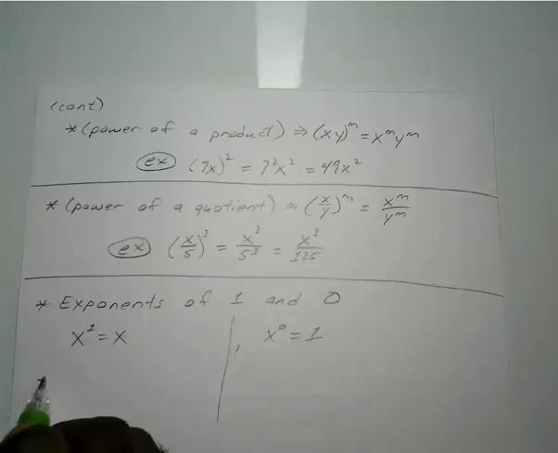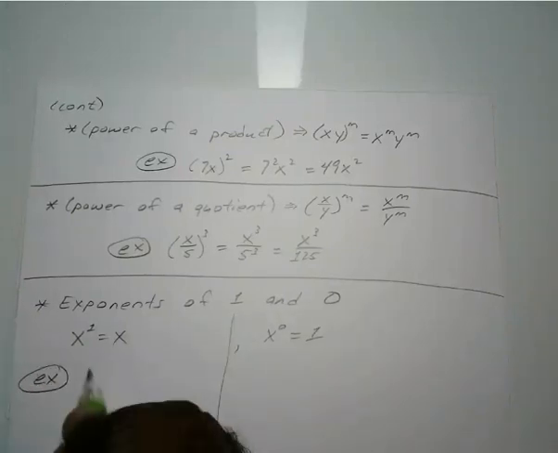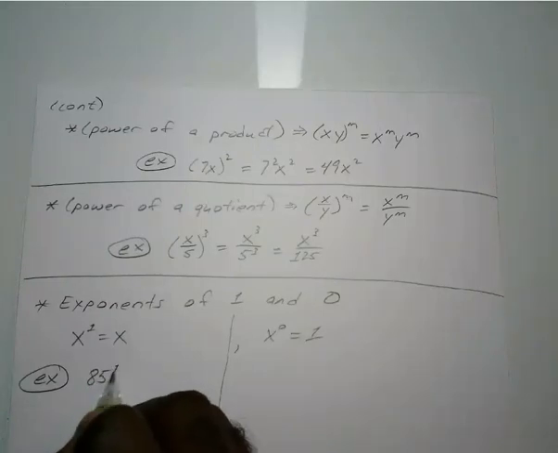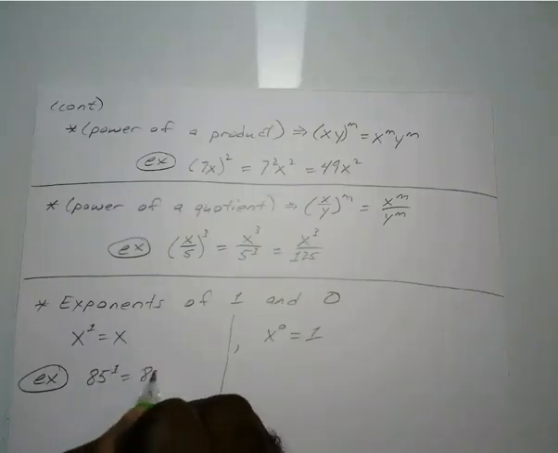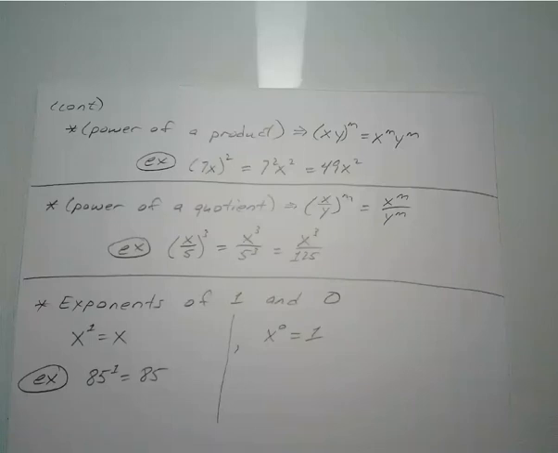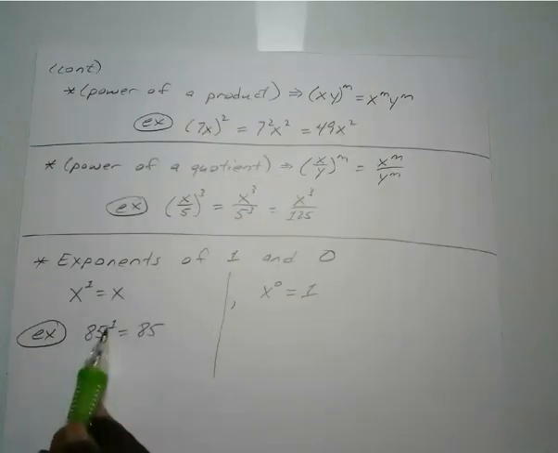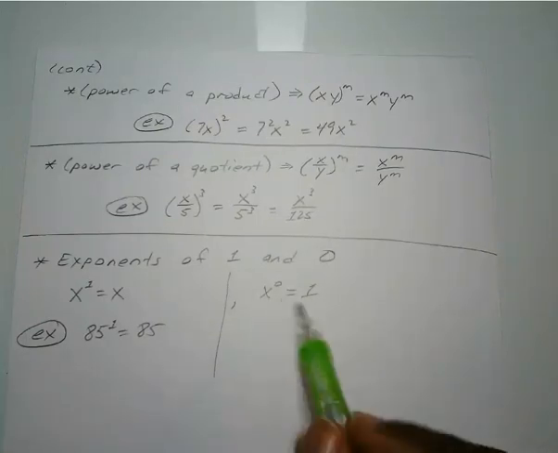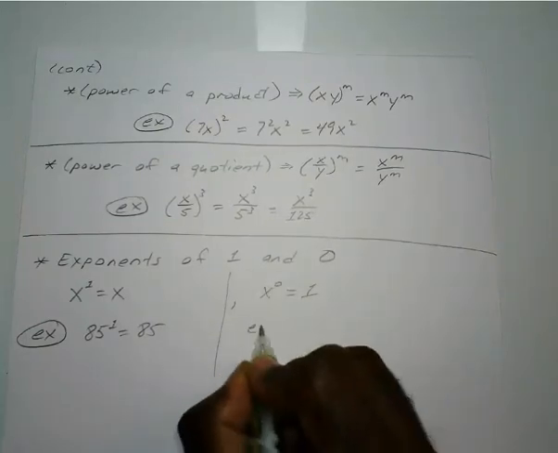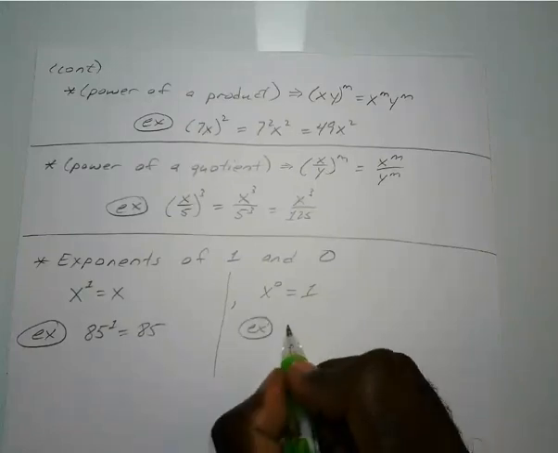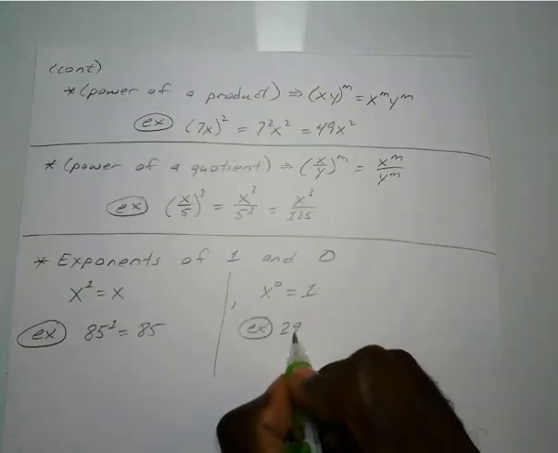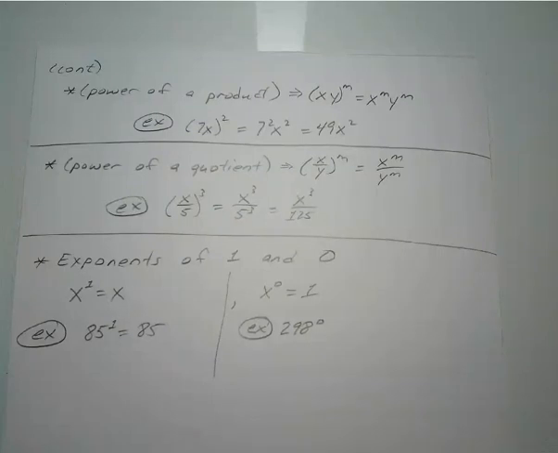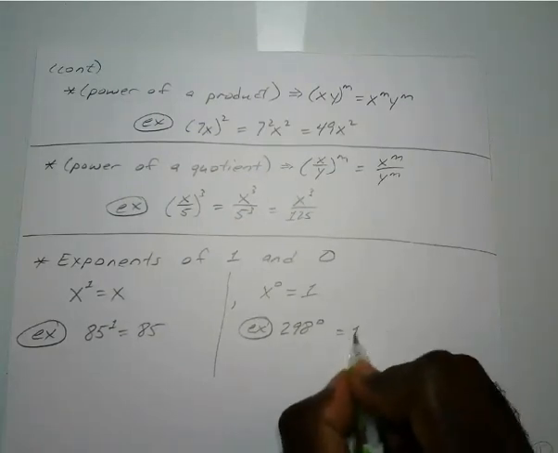Okay, so for example, if you have 85 to the first power, that's just going to equal 85. If you had 2 million to the first power, it would just equal 2 million. And also, let's say if you have, for example, 298 to the power of 0, then that's just going to equal 1.